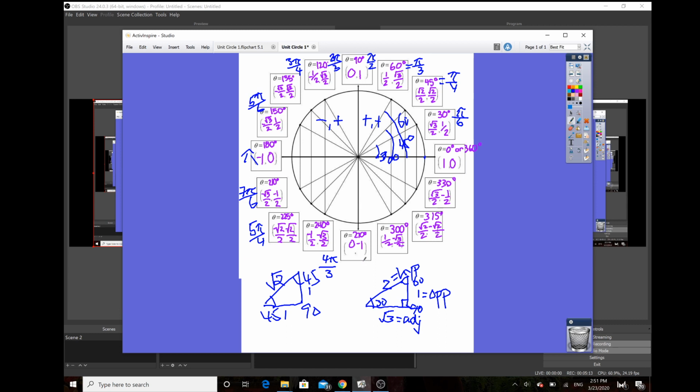And then over here, 3 power 2. Over here, 5 power 3. And then over here, 7 power 4. 11 pi over 6. Okay, and then back to here, 2 pi.